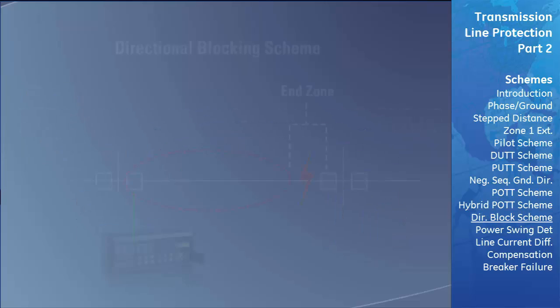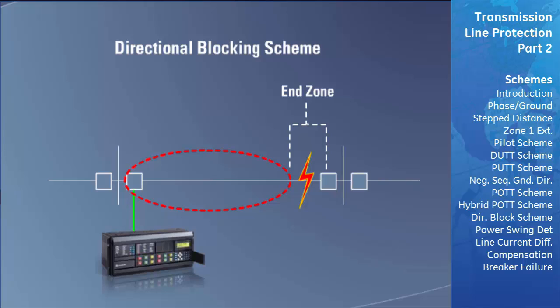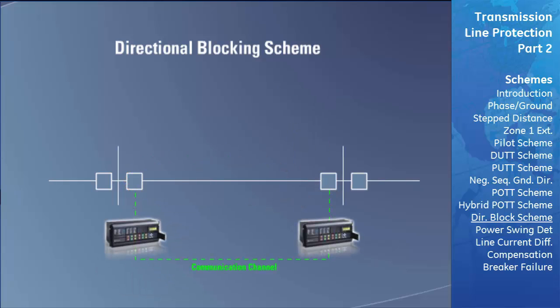The directional blocking scheme is one of the most popular types of teleprotection schemes used in distance applications today. Again, we should state that the purpose of the scheme is to speed up the tripping of faults that occur in the end zone of a transmission line. As with all pilot-aided schemes, a communication channel must be provided between the two relays located at each end of the transmission line for the directional blocking scheme to operate.